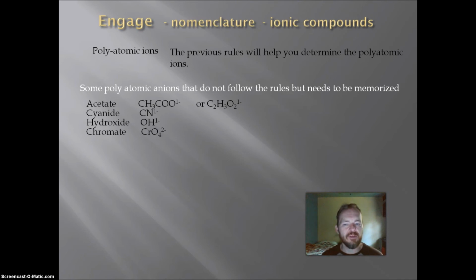Chromate, CrO4 with a charge of 2 minus, and dichromate, Cr2O7 with a charge of 2 minus, are important compounds when you get to AP chemistry. We don't use them that much in honors, but they do become very important in AP.